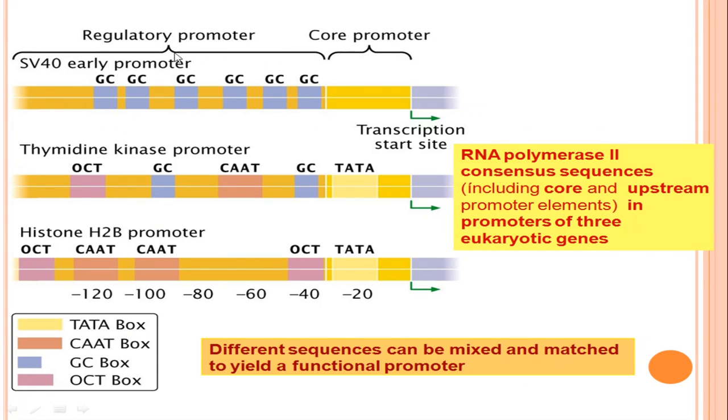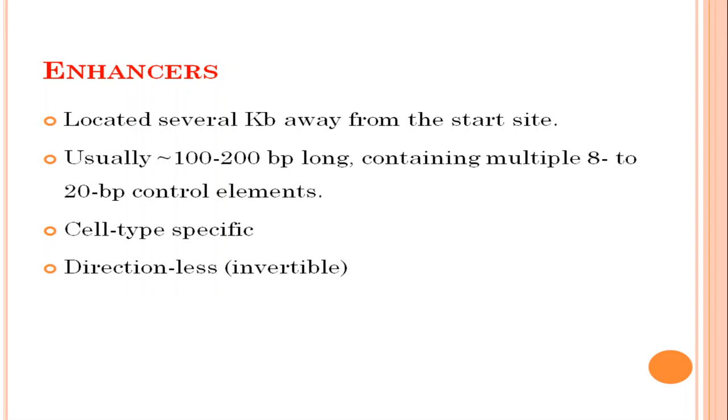And this is the regulatory promoter. Three different sequences have been mentioned over here in the regulatory promoter, consisting of a variety of consensus sequences. And this is the site where transcriptional activator proteins bind and promote a high level of transcription.